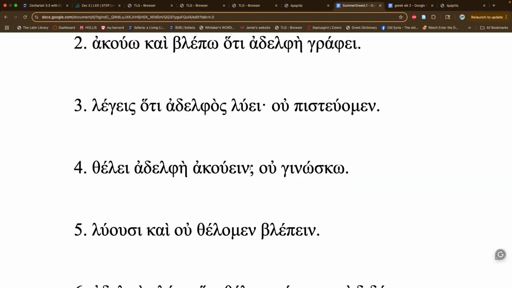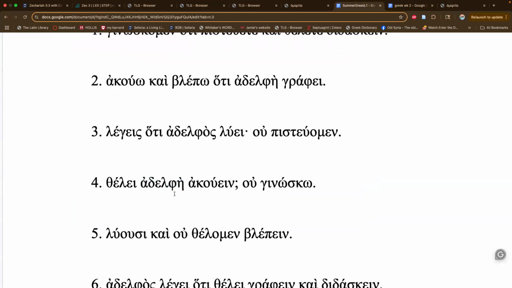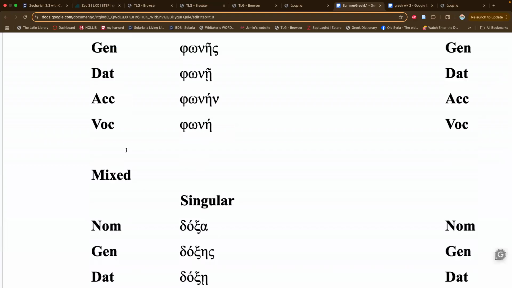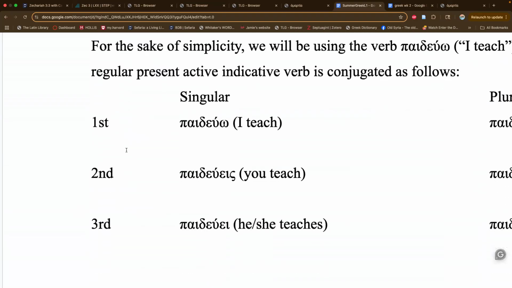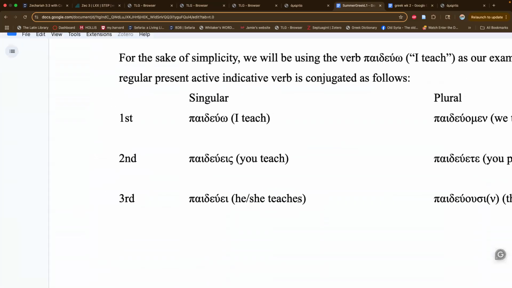So we'll parse this here. Because we haven't done the case system, all of the nouns are just going to be the subject of the verb. So adelphe is the subject. And we know that it's the subject because if we go back up to our paradigm chart, we have thelo, theleis, thelei. So thele takes a third person subject. In this case, she wishes, and then we have a supplied noun, adelphe. So adelphe wishes.